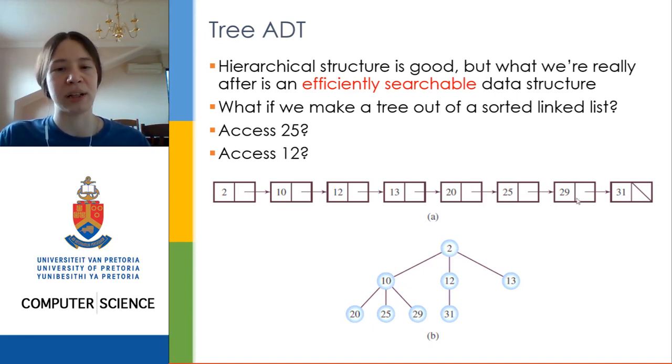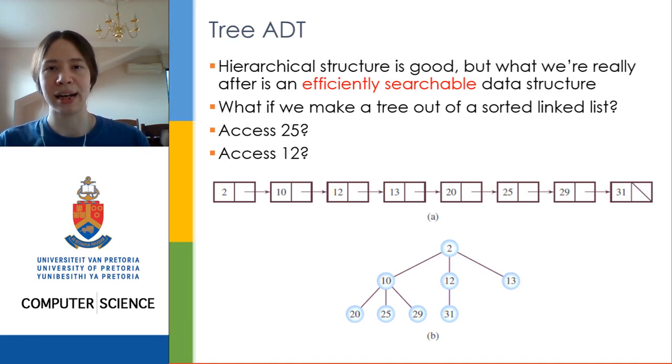Let's try to access 12. Again, in the linked list it takes 2 hops, in the tree it only takes 1 hop, so it seems like this idea might be worthwhile. It seems like distributing the way you store elements in your linked list, branching out might actually be a good idea. However, one question remains unanswered here.